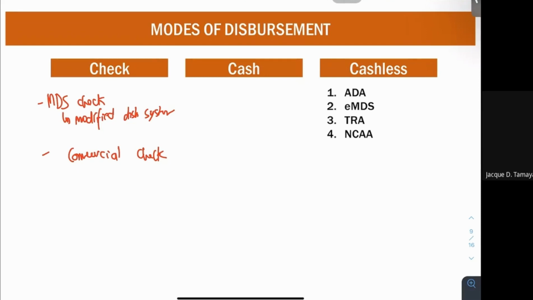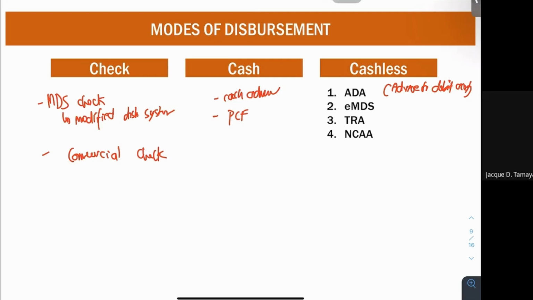Next, by cash. Whenever it is through cash, that is through a cash advance and also through a petty cash fund. And then lastly, we have your cashless payment. We have your ADA, known as your advice to debit account. We have your MDS, that is your electronic modified disbursement system. Sir, why is it cashless? Because you don't get cash already from the fund.